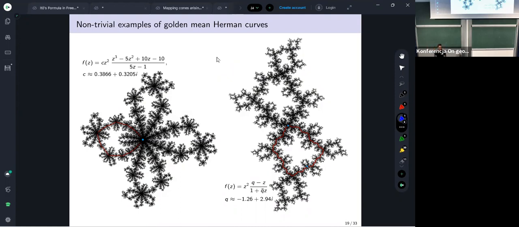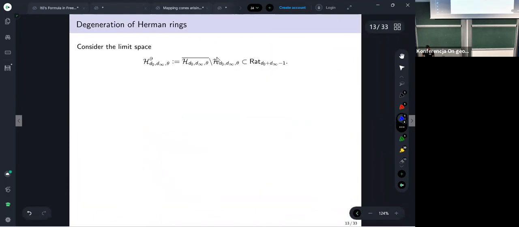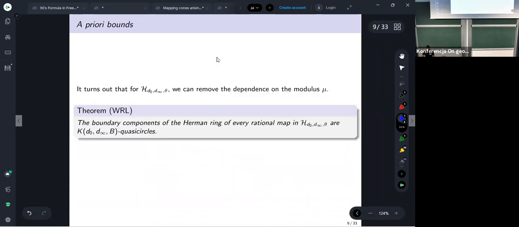Question. Great talk, thanks. Thank you very much. My question is about this key theorem where you control how you degenerate. If my understanding is correct, what Dima and Misha did was for arbitrary rotation number, with uniform a priori bounds. What doesn't go through in your setting for arbitrary rotation number? That's a lot more difficult.